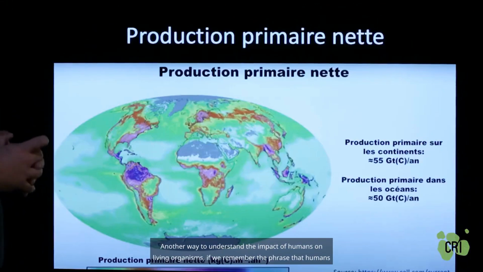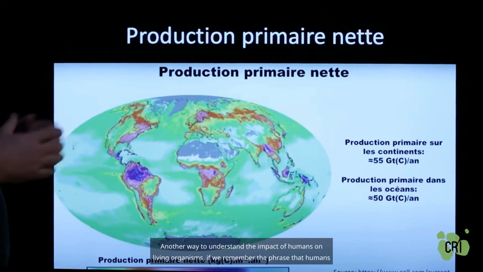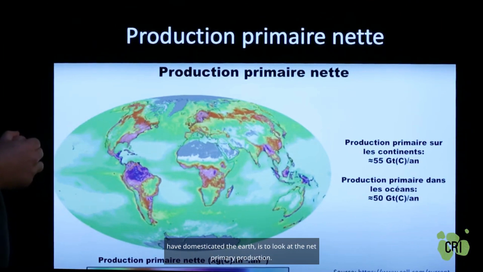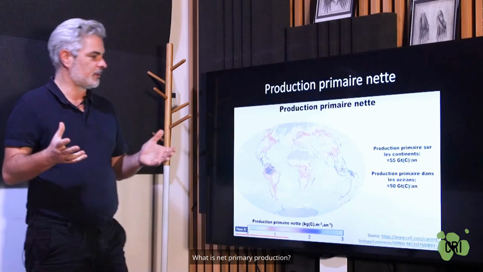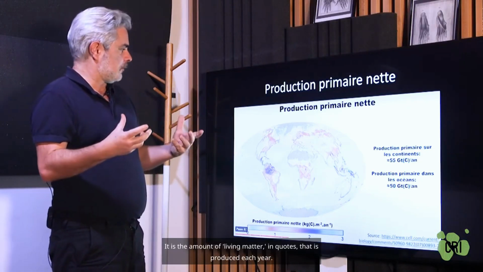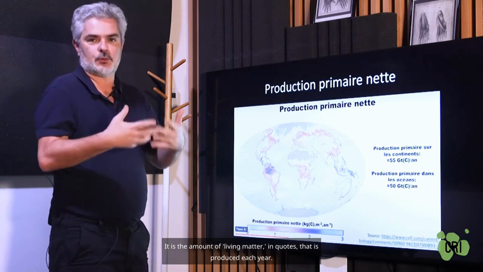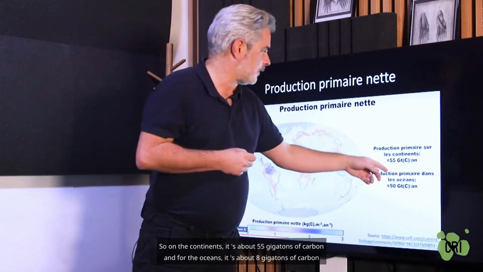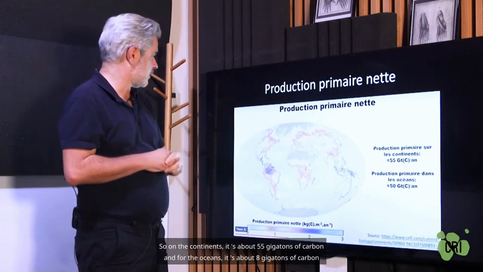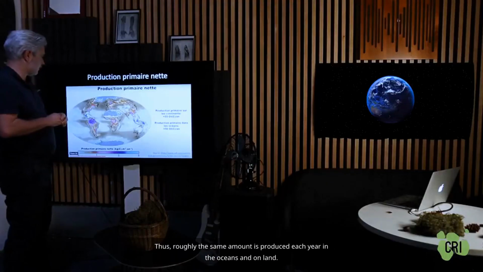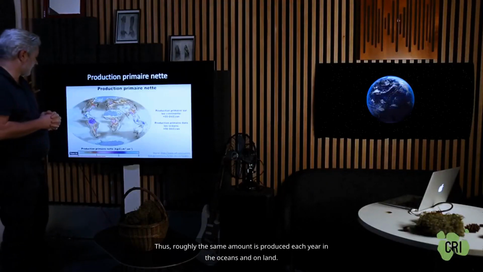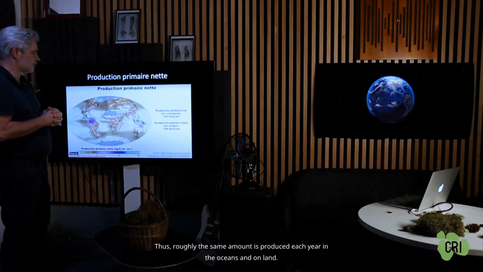Another way to understand the impact of humans on living organisms, if we remember the phrase that humans have domesticated the earth, is to look at the net primary production. What is net primary production? It is the amount of living matter, in quotes, that is produced each year. So on the continents, it's about 55 gigatons of carbon, and for the oceans, it's about 8 gigatons of carbon. Thus, roughly the same amount is produced each year in the oceans and on land.